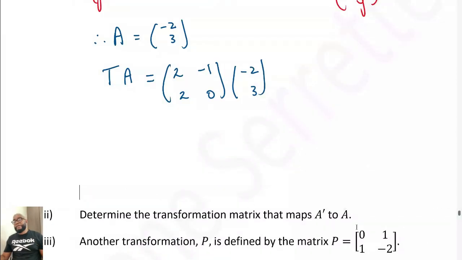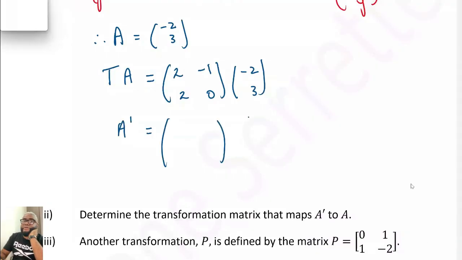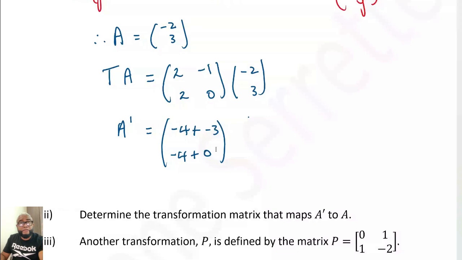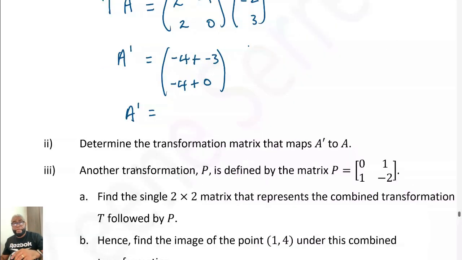So you all do the matrix multiplication for me, please. Row by column. There we go. 2 by -2 is -4, plus -1 by 3. Everybody good here? Right? 2 by -2. And then 0 by 3 is? So we want to find what our A prime would be, right?